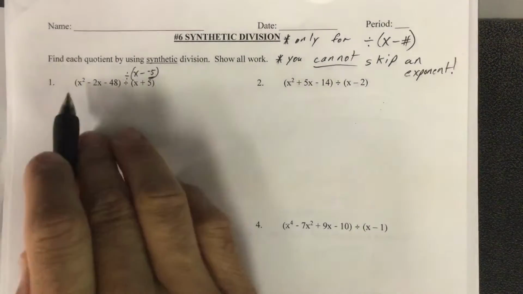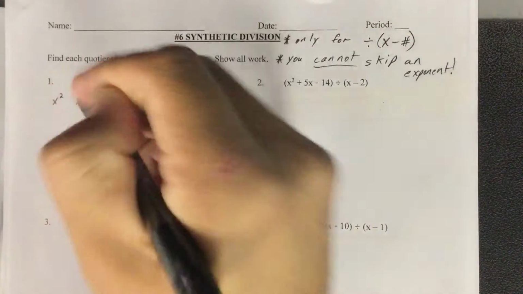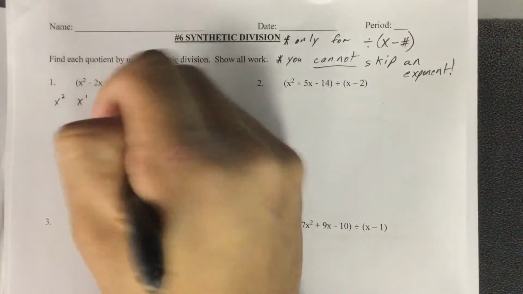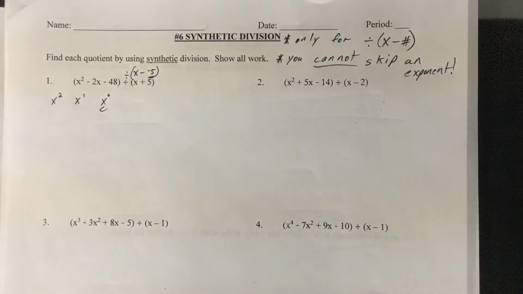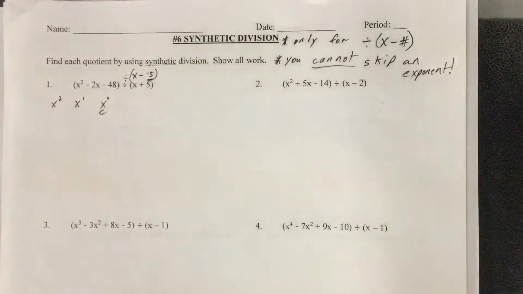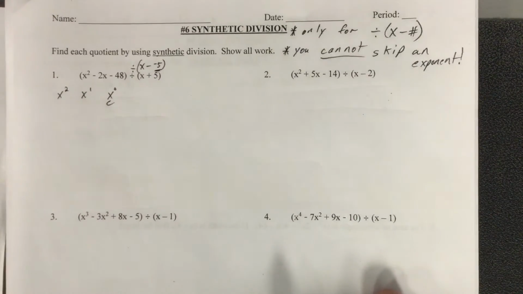So right now, when I see this, I see x squared, I'm immediately going to write x squared, x to the first, and x to the 0, which is a constant, right? That's just a number. Yes? So I want all those terms. I look at the first one and write it out. And again, when I show you the other examples, you'll see where the mistakes happen.